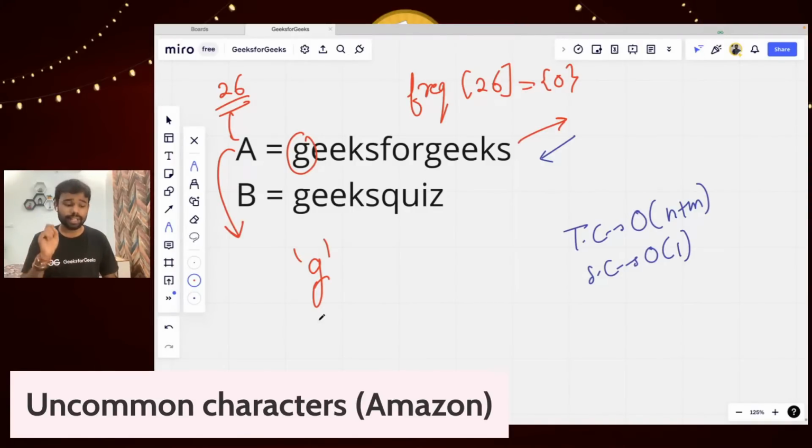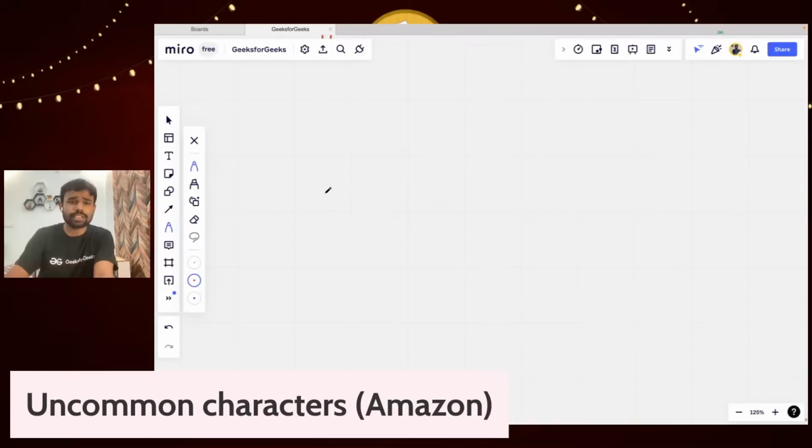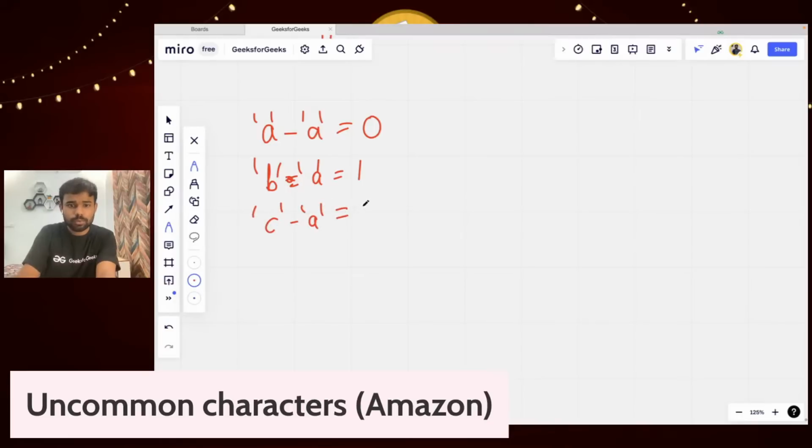By subtracting it with A. Whenever we have to find the index of a character in alphabetical order, we just subtract it with A. If I ask you the index of A, you subtract A from A and it will be 0. Similarly, B minus A will be 1, C minus A will be 2. This is how you can find the index of each character.